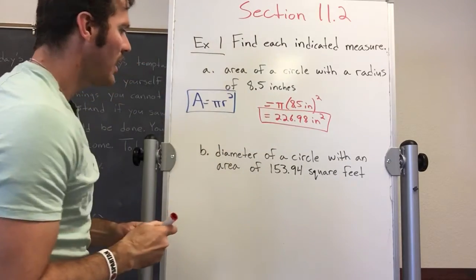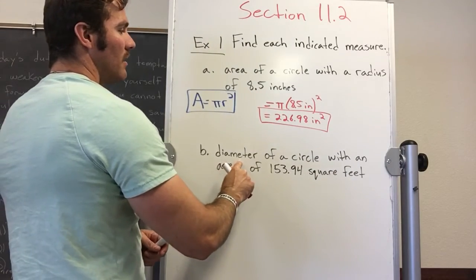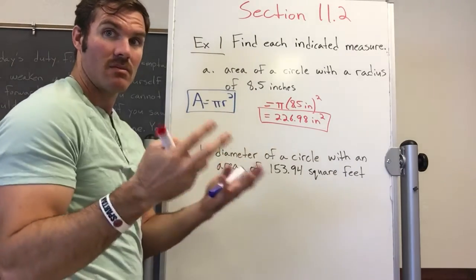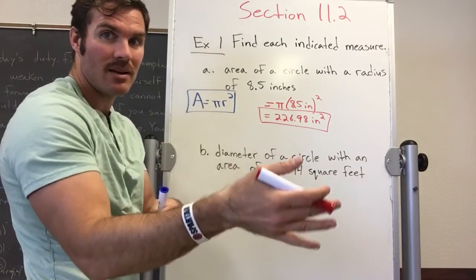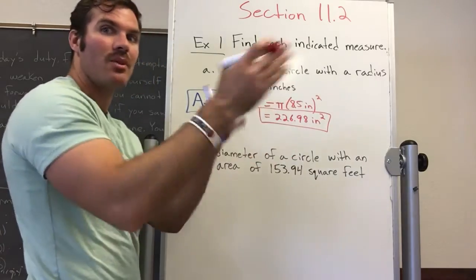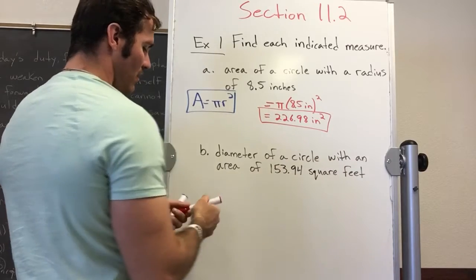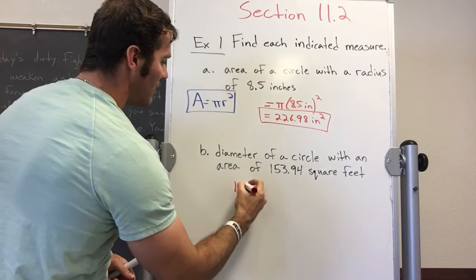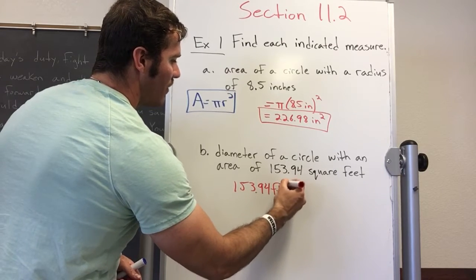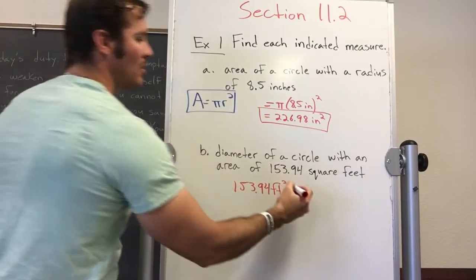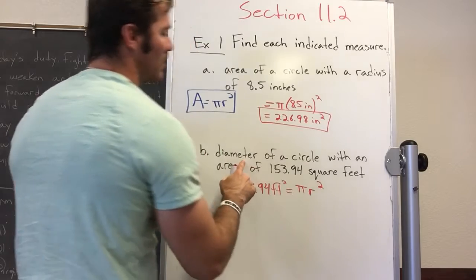That was easy. Okay, now let's find the diameter. Okay, we're gonna go backwards. Diameter is the radius times 2, right? So if you cut the diameter in half, you have a radius. Multiply the radius by 2, you have a diameter. So the diameter of the circle with an area of that. So they gave us the area. 153.94 squared feet equals pi r squared, right? Right. Okay, we need to find the diameter.